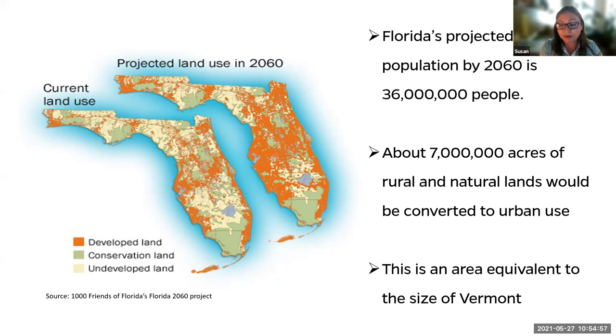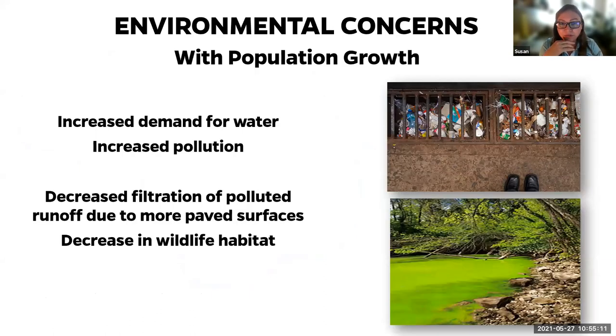So we need to start planning ahead now about how we're going to alter some of our behavior in order to keep up with this demand. And some other concerns that come along with the population growth are, obviously, an increased demand for water, not just for our landscapes, but for our personal use. So we need to watch now what we're doing in our landscapes as far as water goes, so that we have enough for our personal use in the future, for our children and our grandchildren and beyond.